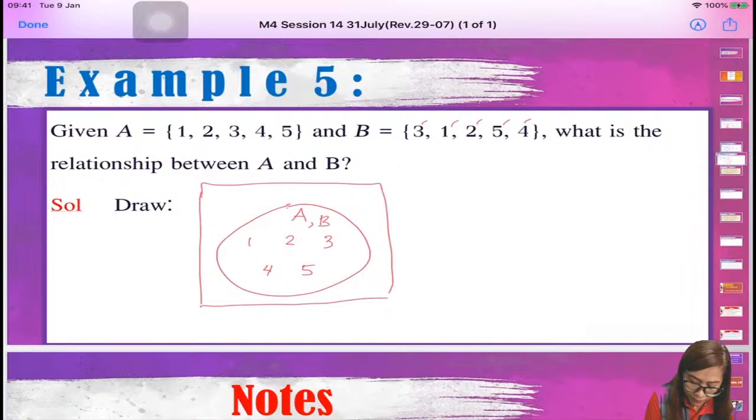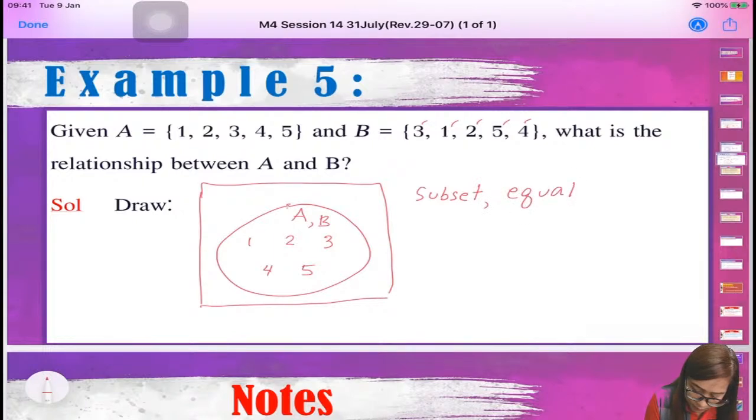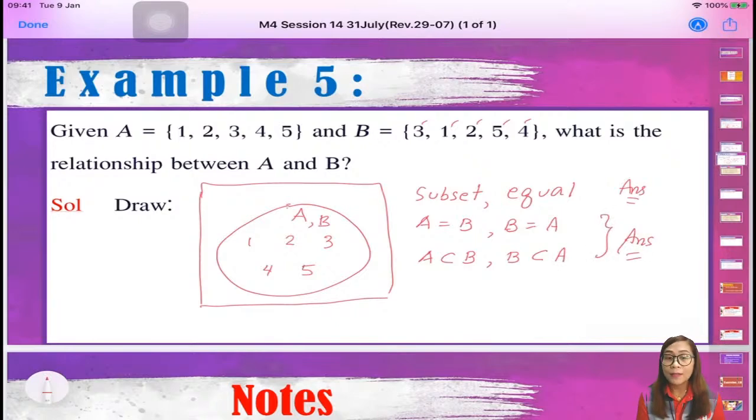Okay, so what do we have here? The answer is subsets, and they are called subset to each other. So at the same time, they are equal sets. This is the relationship. You can say A is equal to B, also B is equal to A; A is a subset of B, also B is a subset of A. Okay, that's it. So the subset and equal sets.